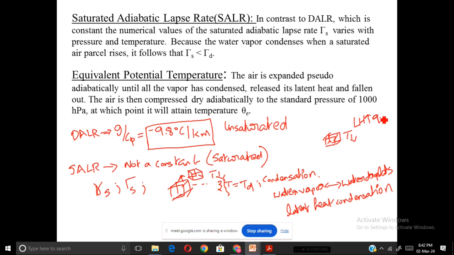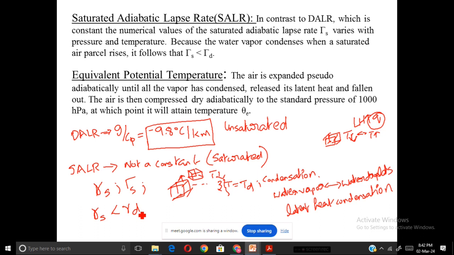there is some addition of Q. Some amount of heat is supplied to the system. So this temperature decrease won't be that much. It will be compensated somehow by the latent heat of condensation that is released. So generally the saturated adiabatic lapse rate, or the rate at which the temperature of a saturated air parcel will decrease, will be less than that of a dry air parcel.